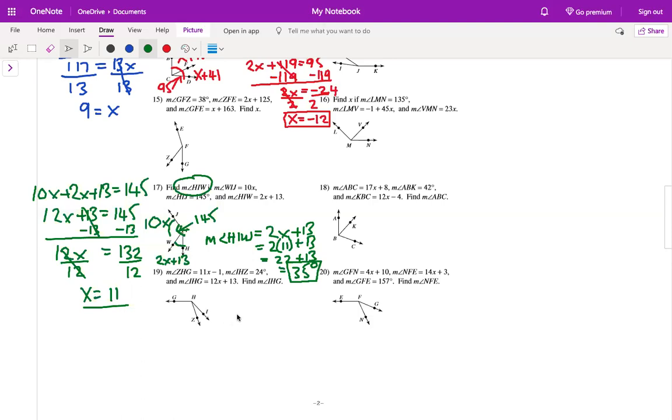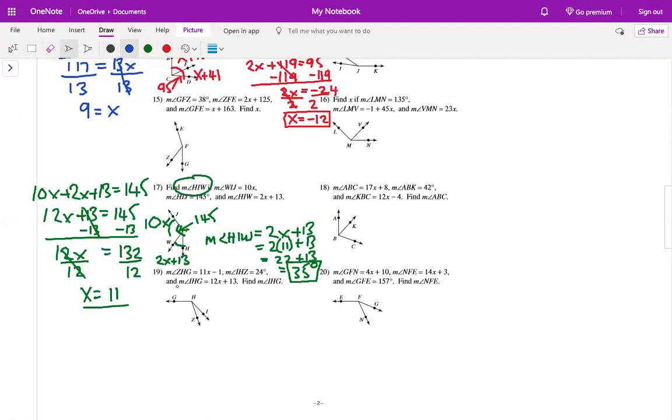Okay. And you might like to try number 19 the same way. So go ahead and stop the video if you want to try by yourself, and I will go ahead and work it so that you have an answer. All right, let's change colors again so it doesn't get too confusing.